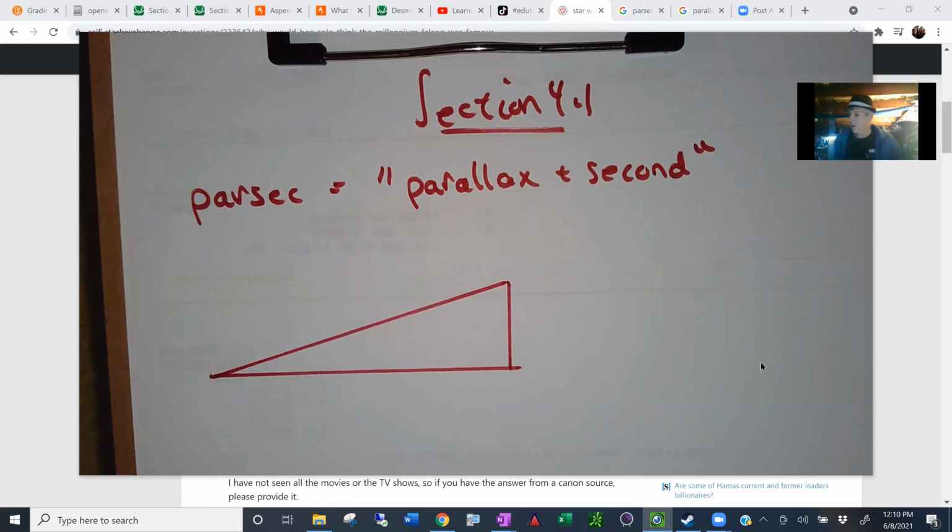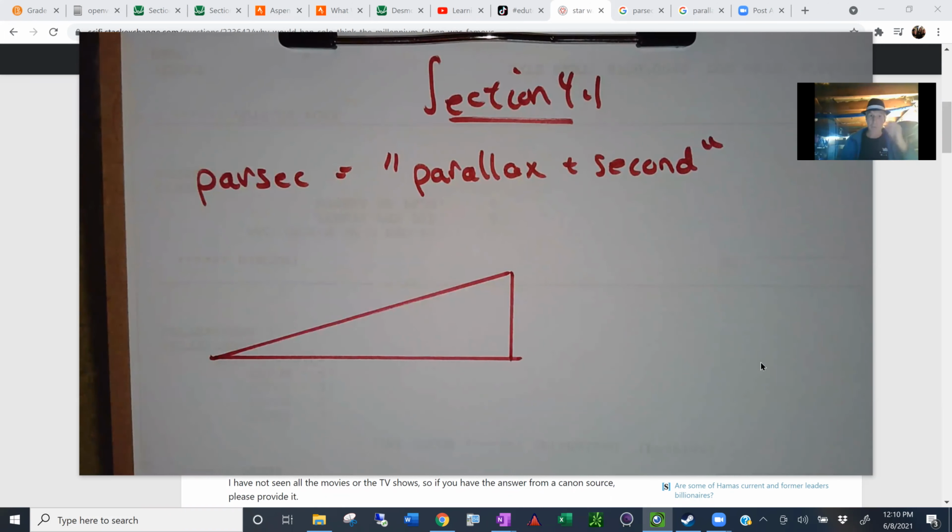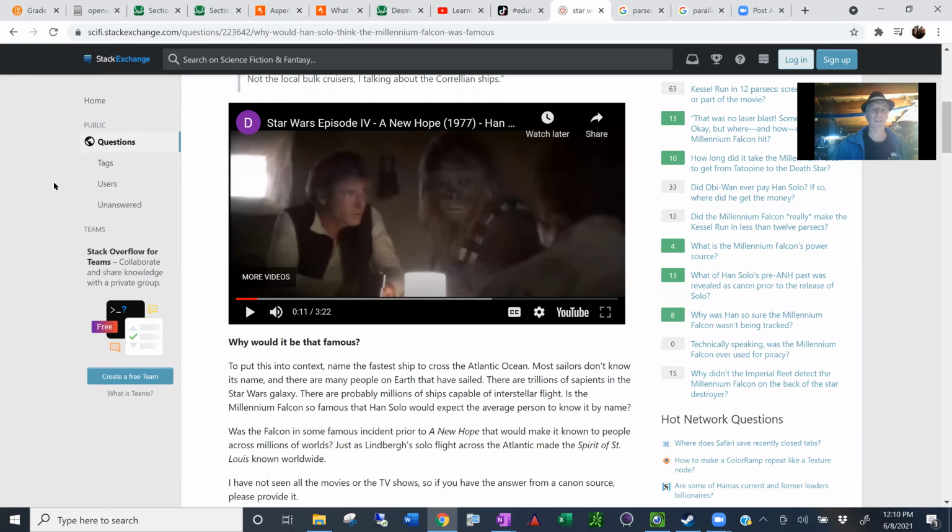So today we're going to work with right triangle trigonometry, and we're going to start with something kind of fun that comes from a movie that maybe you're familiar with, Star Wars. So let's listen to Han Solo as he's talking to Obi-Wan Kenobi, trying to convince him that he's the guy for the job.